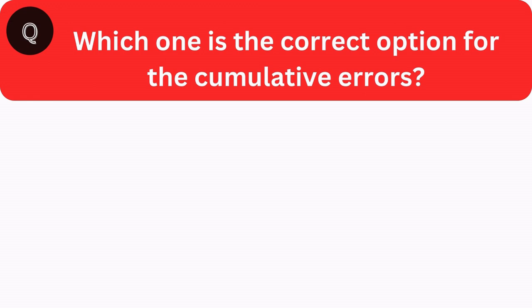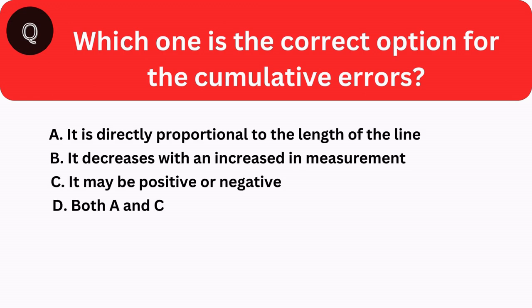Which one is the correct option for cumulative errors? Option A, it is directly proportional to the length of the line. Option B, it decreases with an increase in measurement. Option C, it may be positive or negative. Option D, both A and C. Answer: both A and C.